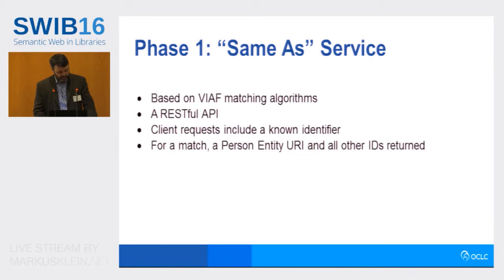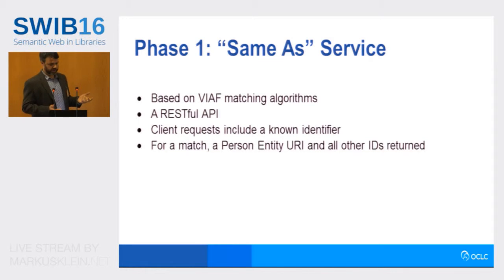So as I mentioned, phase one being a same-as service, what we did here was we started with VIAF and what VIAF does with matching between the different authority files. We didn't take VIAF data, but we used the same algorithms and rebuilt it. We provided additional links based on anything we could find through analyzing, as I said, not only the VIAF corpus, but WorldCat, some of the projects that some people might be familiar with, the WorldCat entities, using some of the strategies that we learned there. So this is basically an ID to ID matching.